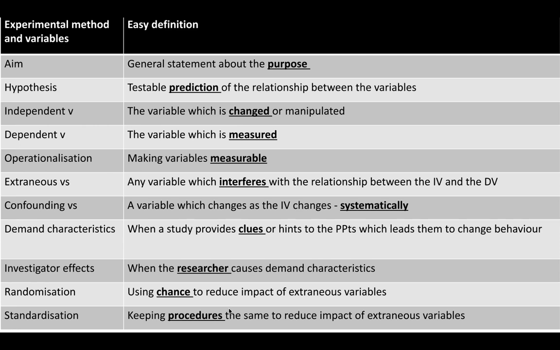So personality type is a good example. Culture is another good example of a confounding variable, the culture of the people involved. Demand characteristics, when a study provides clues or hints. Investigator effects, when the researcher themselves provides clues or hints or it damages the study in another way. Randomization is to use chance to reduce the impact of those extraneous variables. And standardization is keeping your procedures the same.